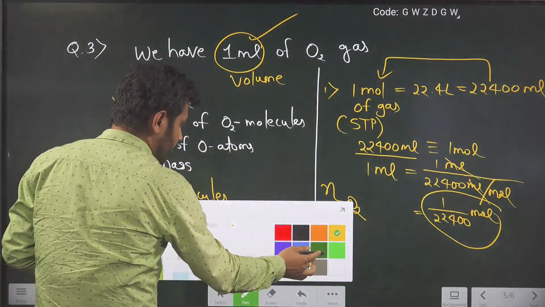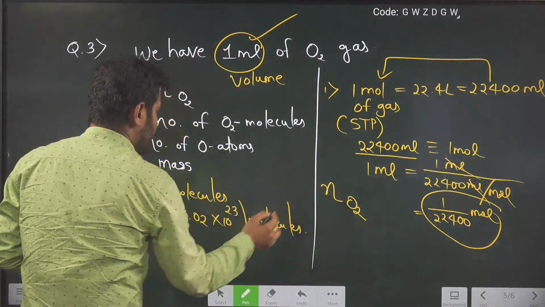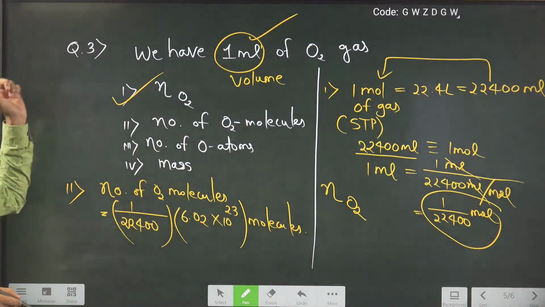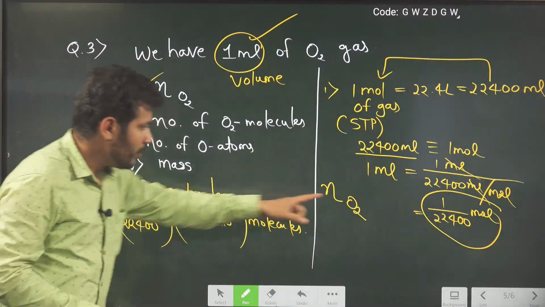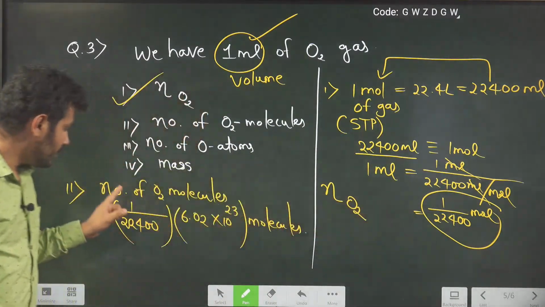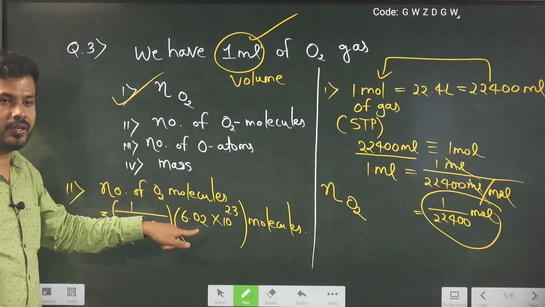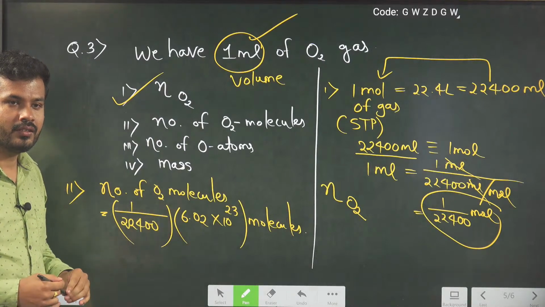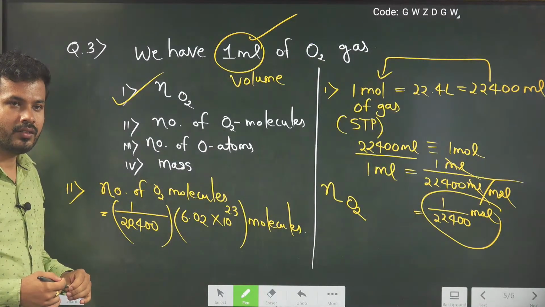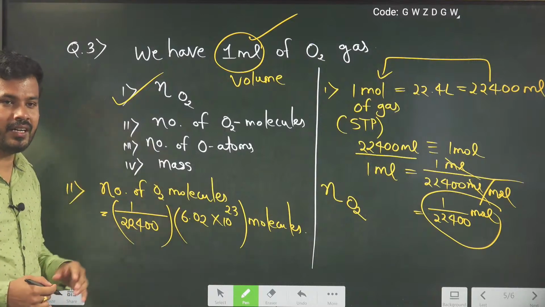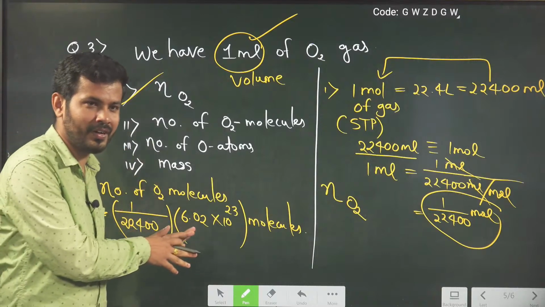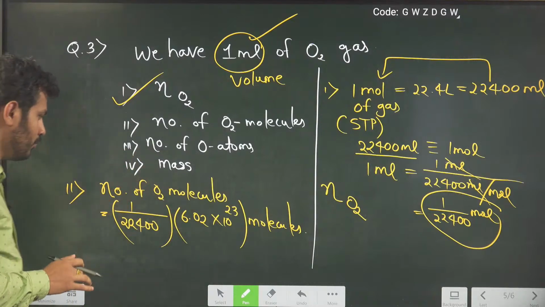Now you see, what I'm saying is, if 1 mole is Avogadro number of particles, then 1/22400 mole will be that into Avogadro number, right? If you simplify this, you will get the answer. No need to simplify, I will not simplify. You can simplify that, that is up to you.